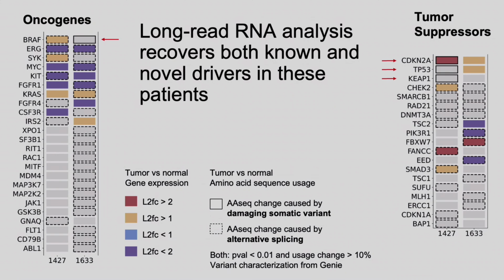First off, I just want to show you this oncoprint pretty quickly. So the solid boxes indicate an alteration driven by a variant. So on the left, in the oncogene side, we can see that we recover the BRAF V600E variant as the only variant in patient 1633. While for 1427, we are able to identify 3 variants in tumor suppressors, which I will get back to.